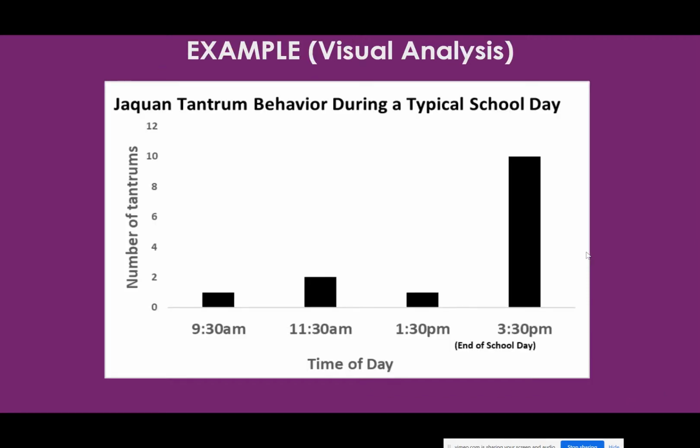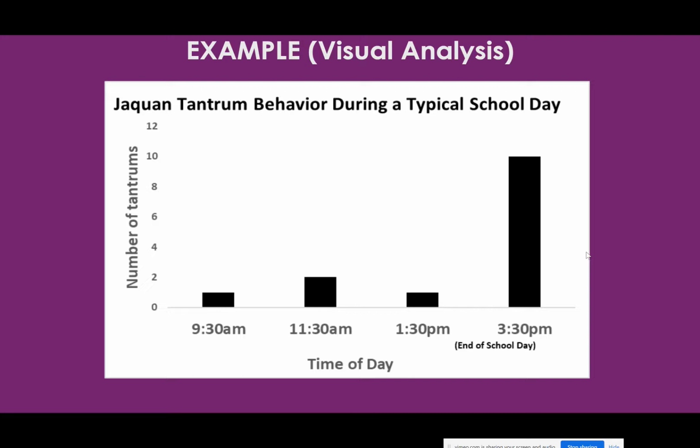And there it is. Visual analysis. So I took the data from that table I just showed you and put it into this graph. We can see at 9:30, Jaquan has one tantrum. 11:30, 2. 1:30, 1. Goes back down to 1. But at the end of the day, Jaquan is having a fit.